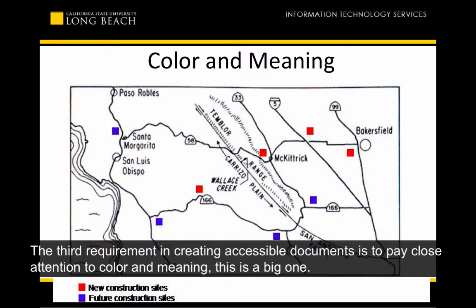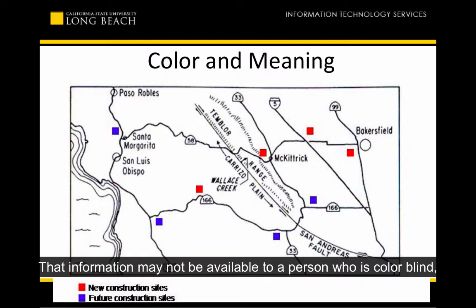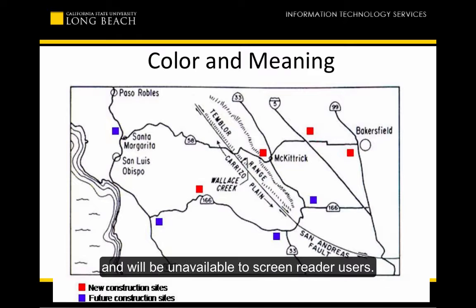Color and meaning. The third requirement in creating accessible documents is to pay close attention to color and meaning. This is a big one. The use of color can enhance comprehension, but avoid using color alone to convey information. That information may not be available to a person who is colorblind and will be unavailable to screen reader users.